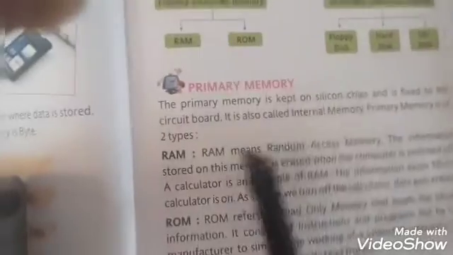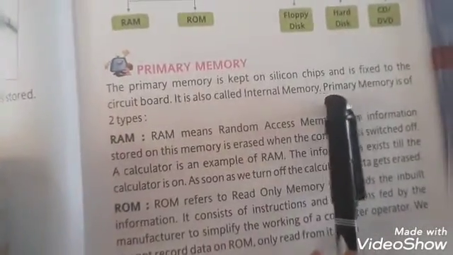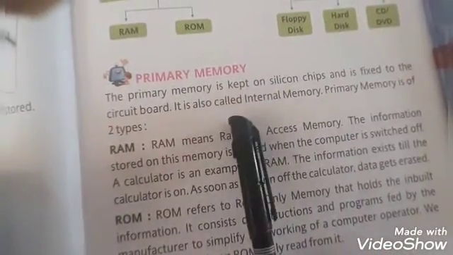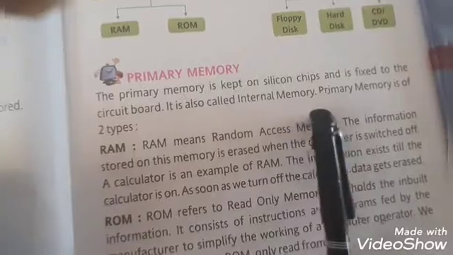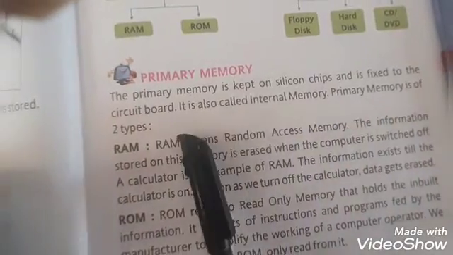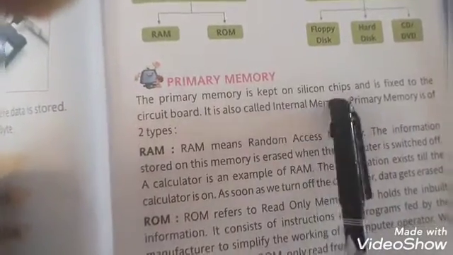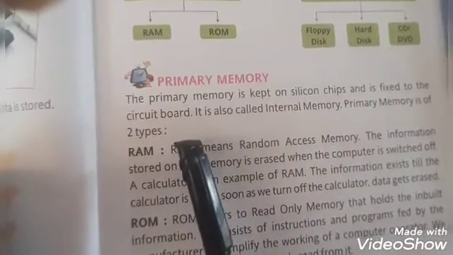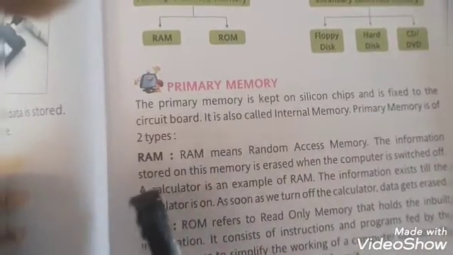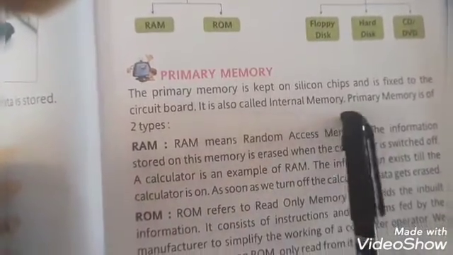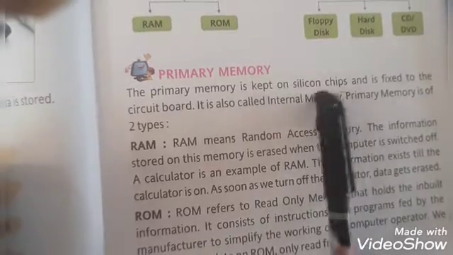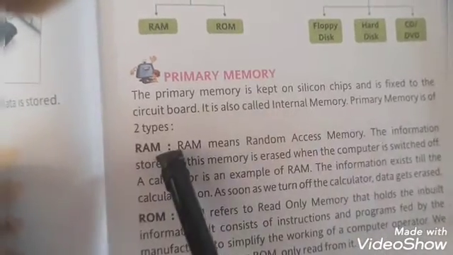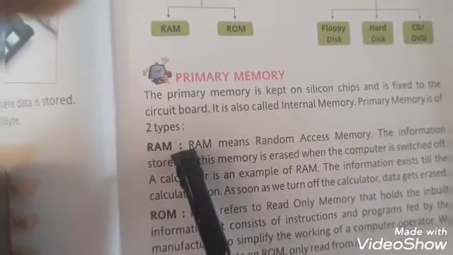Now primary memory is kept on silicon chips and is fixed to the circuit board. It is also called the internal memory. Primary memory is of two types. It is kept on the silicon chips. There are small silicon chips, and it is fixed to the circuit board, the circuit board which we saw just now. It is also called the internal memory, and it is further divided into two types. What are those two types?